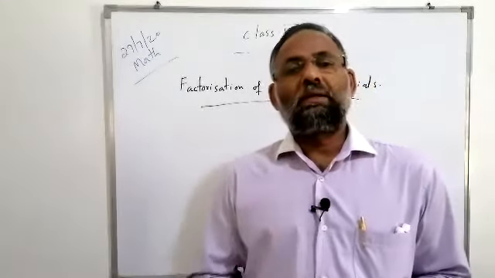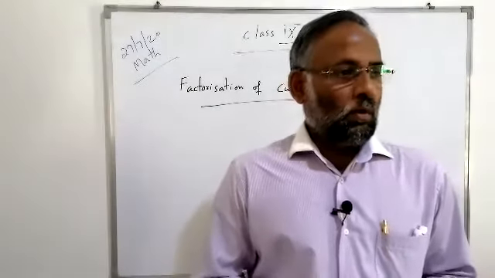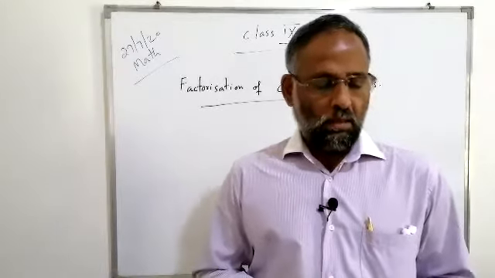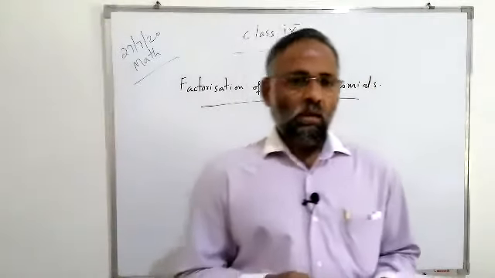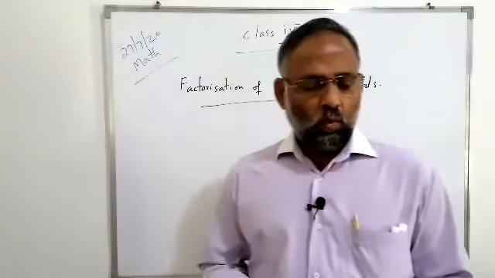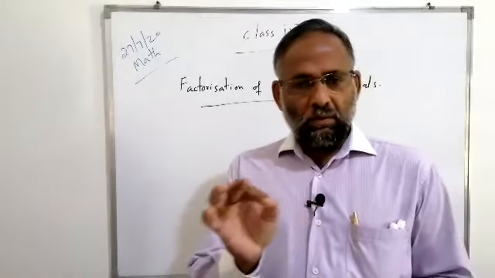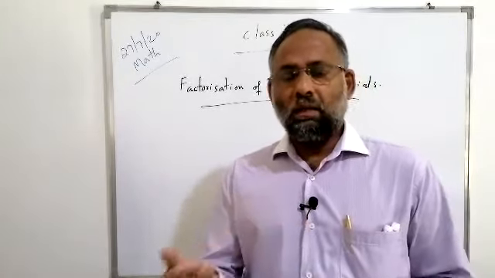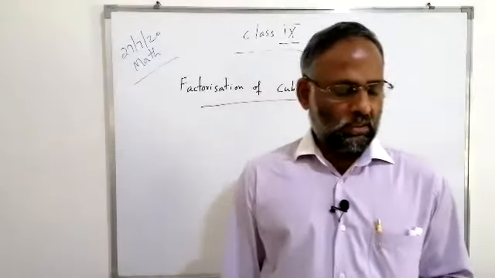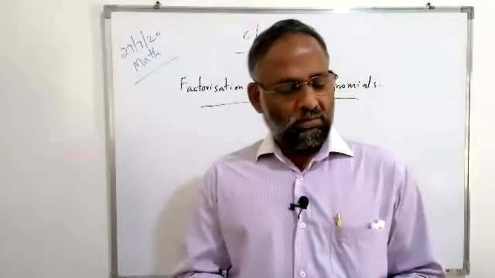Already 4 identities we studied. Then 6 more: x plus y plus z all square is equal to x square plus y square plus z square plus 2xy, 2yz, 2zx. From that you can get 3 more, minus and plus. I will show you, that doesn't matter. No need of by hearting also, because it is cyclic, like a circle.